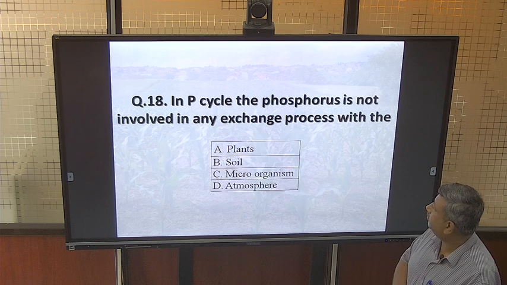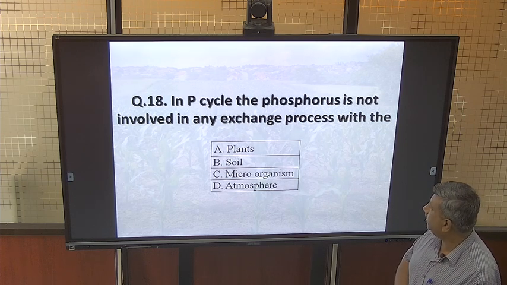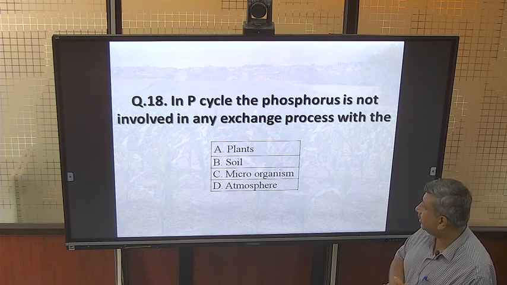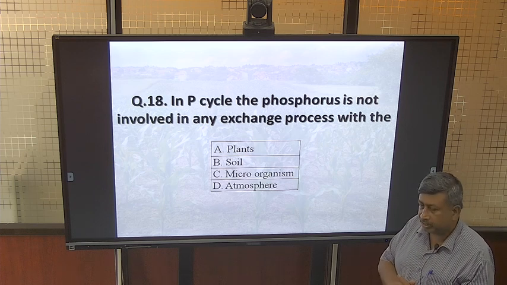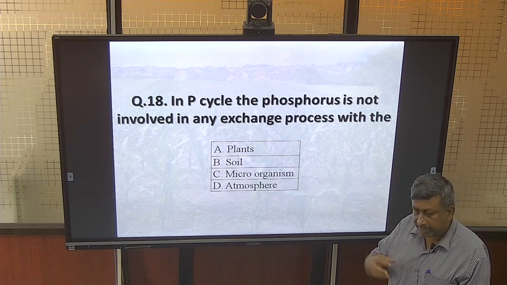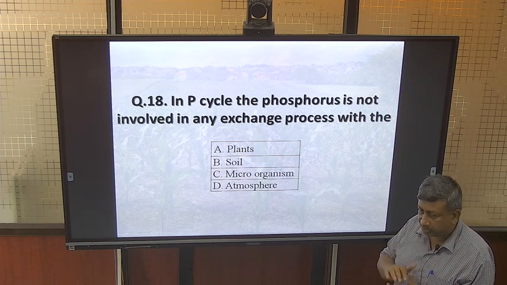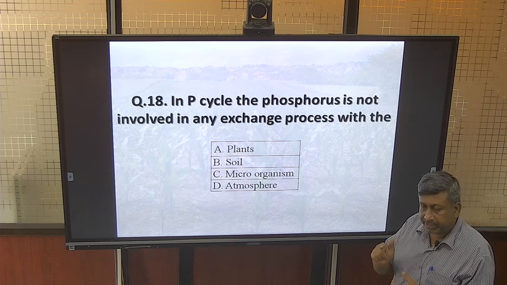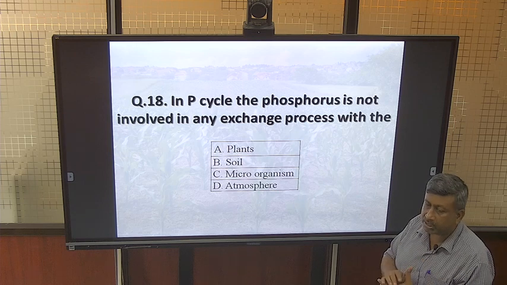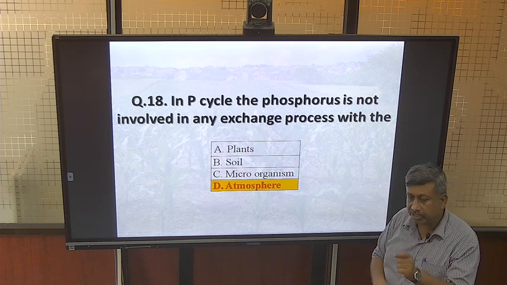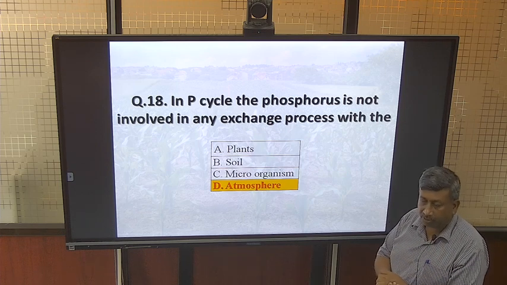And in the phosphorus cycle, the phosphorus is not involved in any exchange process with which of these? Which is not involved in the phosphorus cycle? Plant, soil, microorganism. Definitely phosphorus is present in soil and plants absorb it, so soil and plant are in the phosphorus cycle. And microorganisms are involved in phosphorus solubilization. They solubilize the fixed phosphorus, so microorganisms are also involved. But atmosphere is not involved in the phosphorus cycle. But in case of nitrogen cycle, atmosphere is involved.